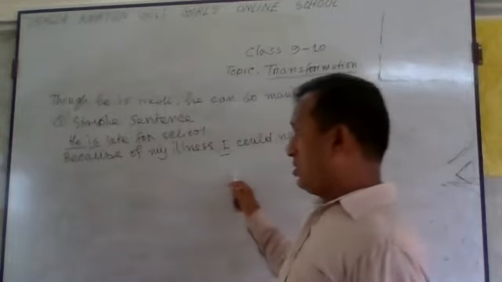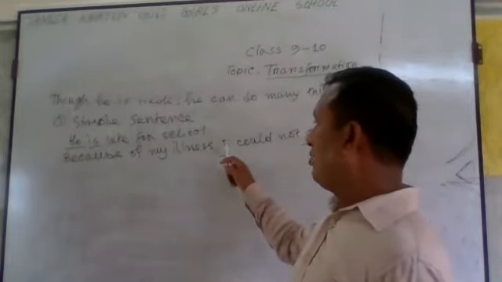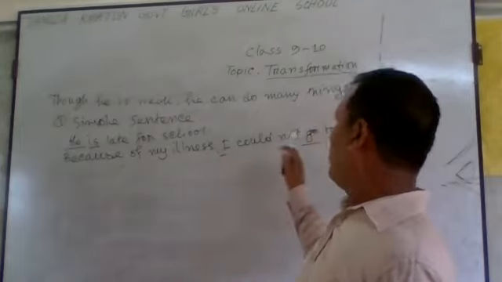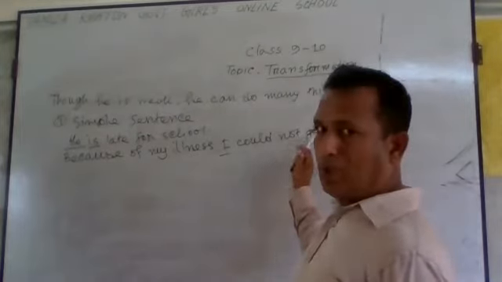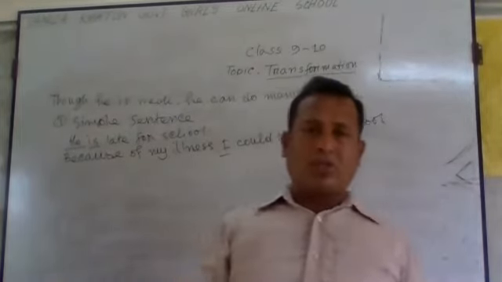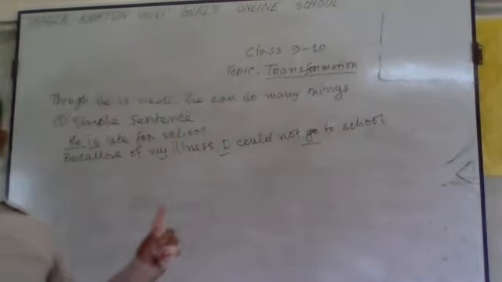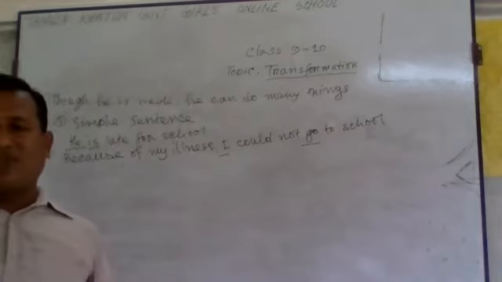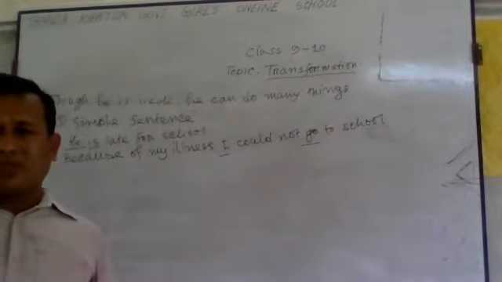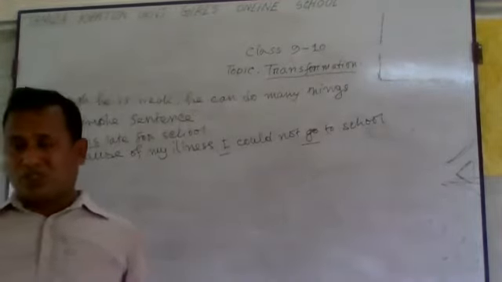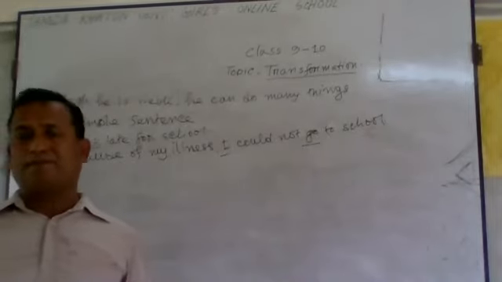In the long sentence, I find only one subject, I, and only one verb, go. So according to the structure, if there is only one subject and one finite verb, then we call it the simple sentence. Okay?